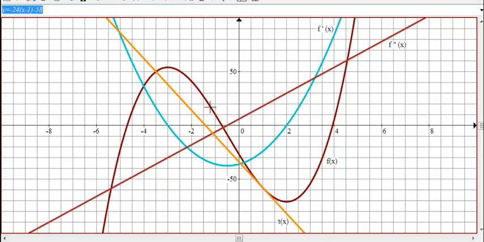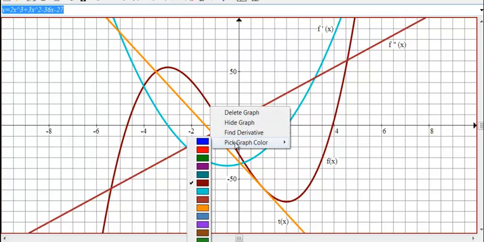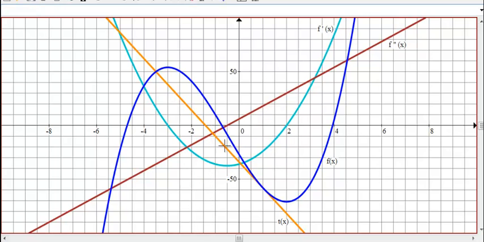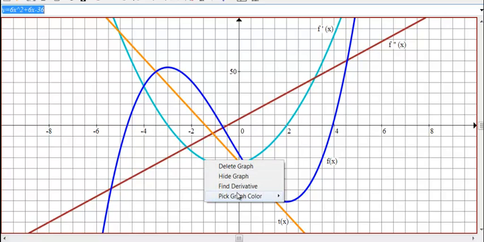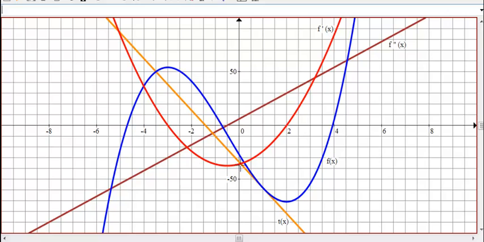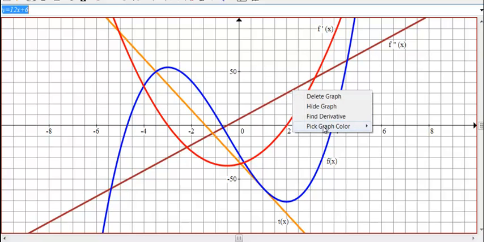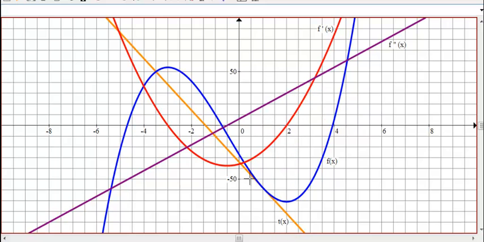Let me change some colors here. We'll just kind of try to stay with the same colors. The original function is blue. We'll make the derivative red. And then we'll make the second derivative purple. And then the tangent line orange is fine for that. Alright, does it look right?